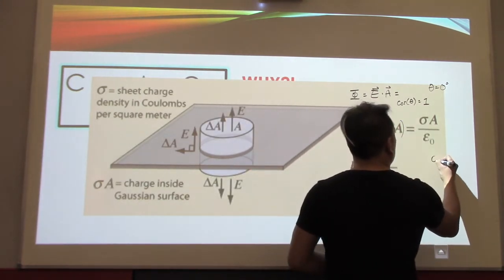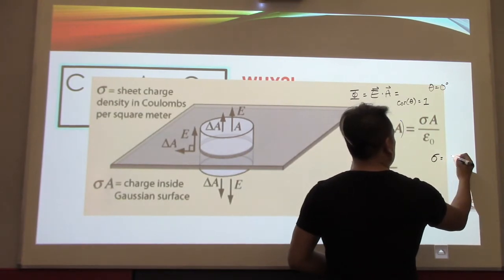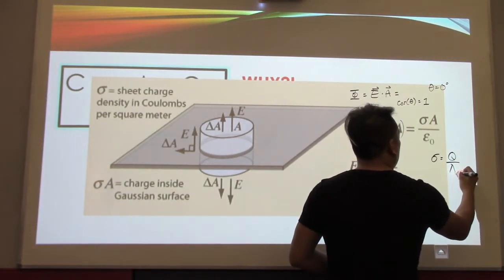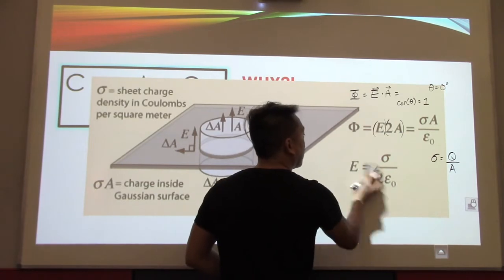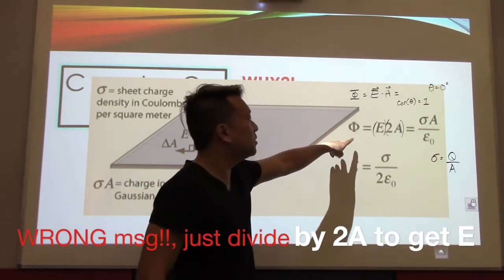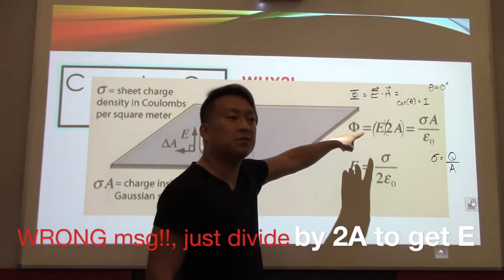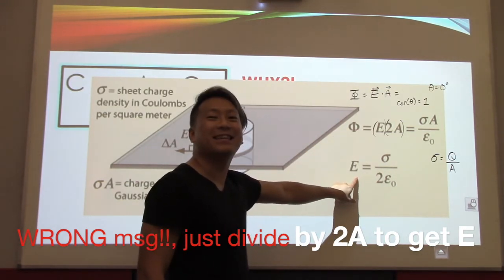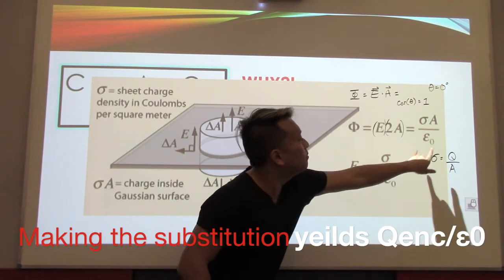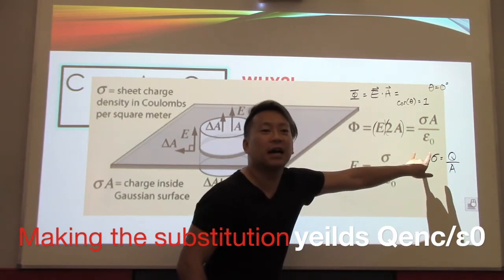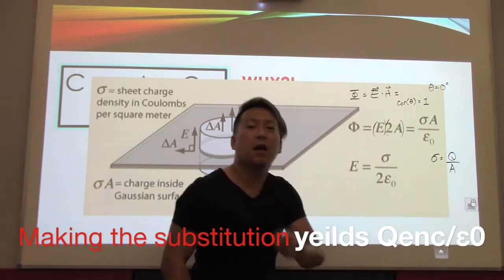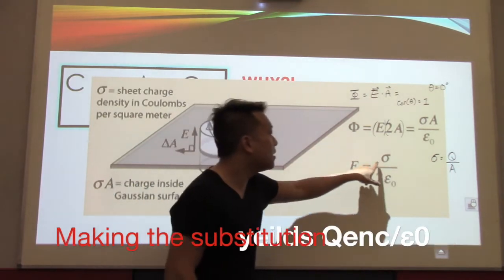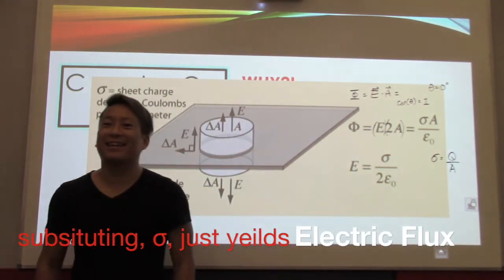So let's write this over here. Sigma equals total charge per area. Okay. Did you guys see the substitution? How they would make the substitution in algebra? And then we arrive at this, E. Because I can divide by 2a on both sides, make the substitution, and then you get sigma over 2 epsilon naught.